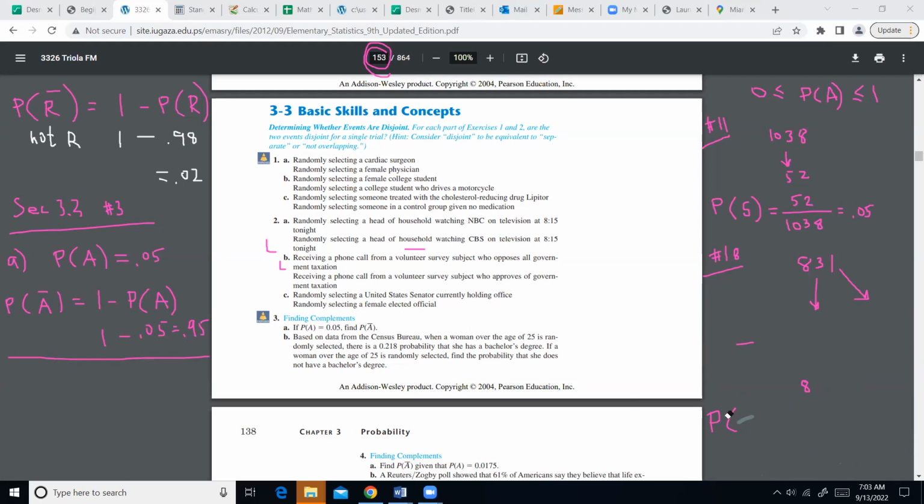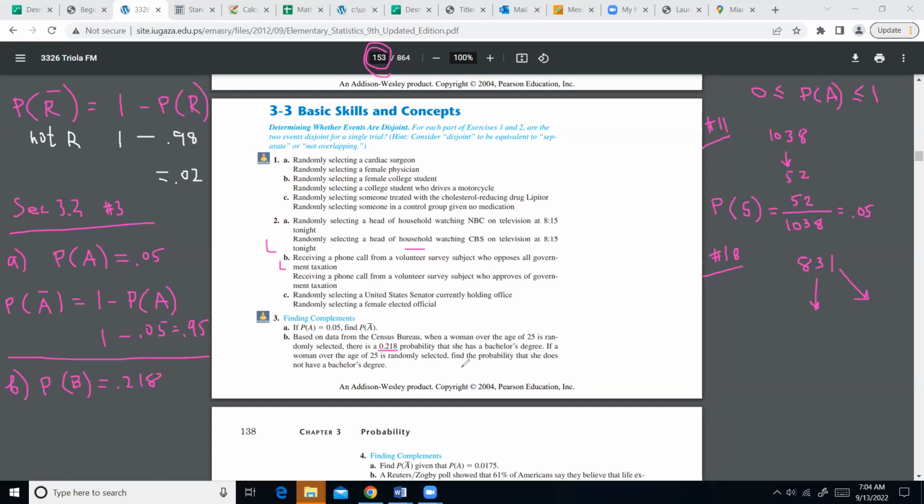So let's try part B here. This says that based on the census, the woman of age 25 is selected and has 0.218 probability that she has a bachelor's degree. So probability to have a bachelor's degree, I can call it, say, let's say B, is 0.218. So this is our start.